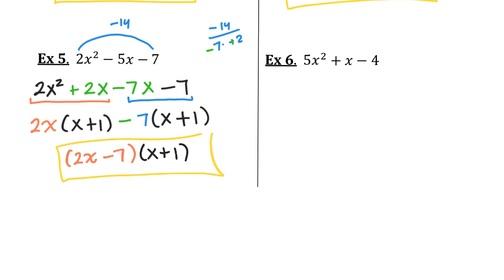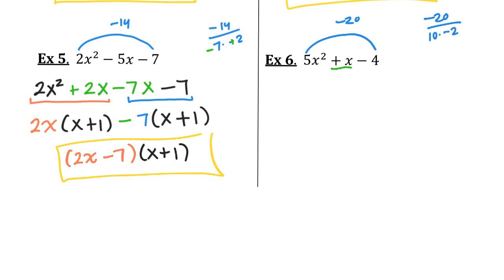Okay, let's do one more. Let's see. There's an a in the front of x squared, so that's negative 20. What do I think? 10 times negative 2. What am I adding up to? I'm adding up to 1x.